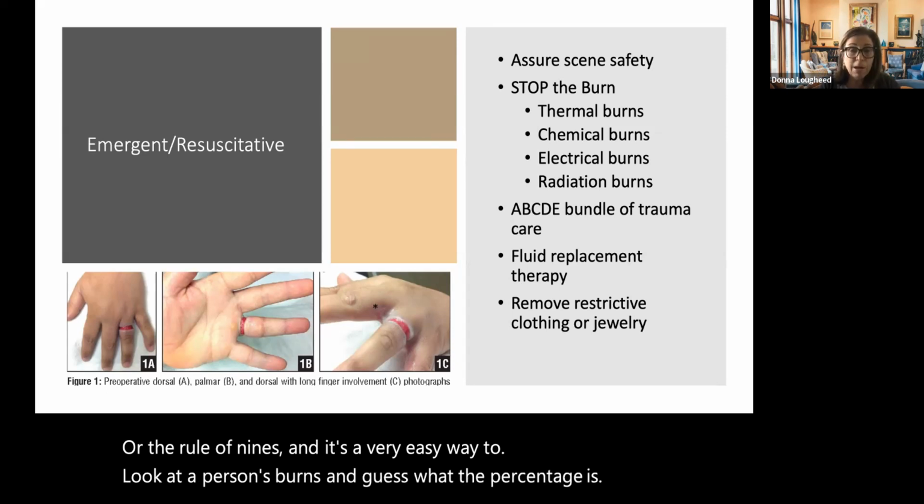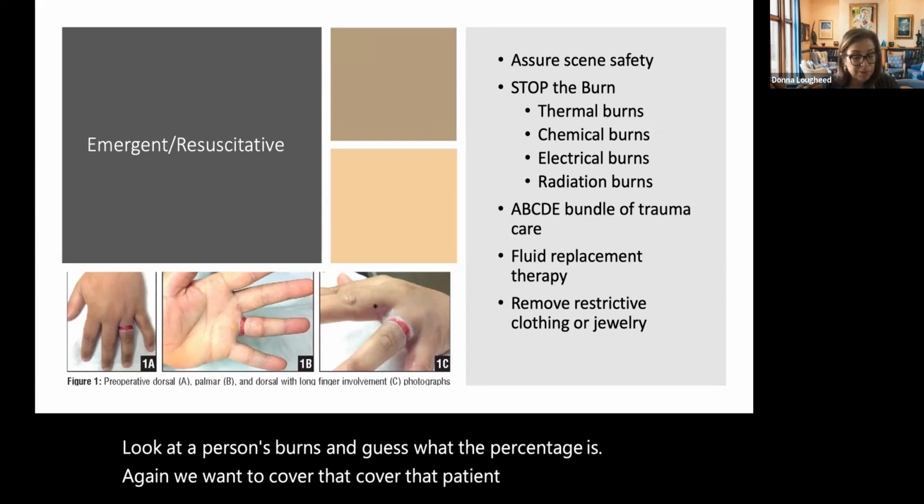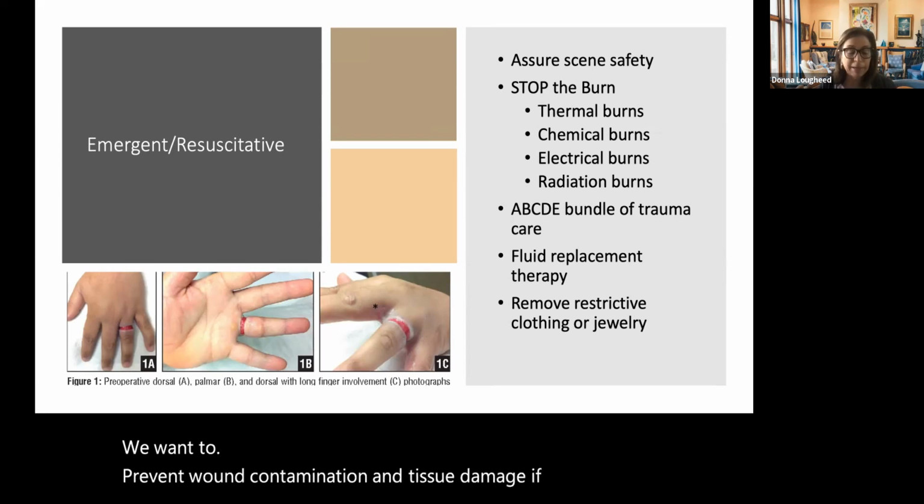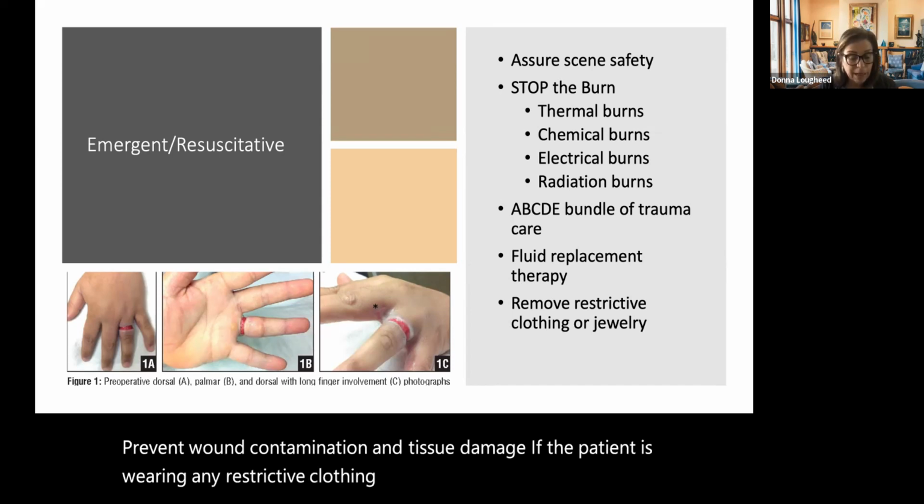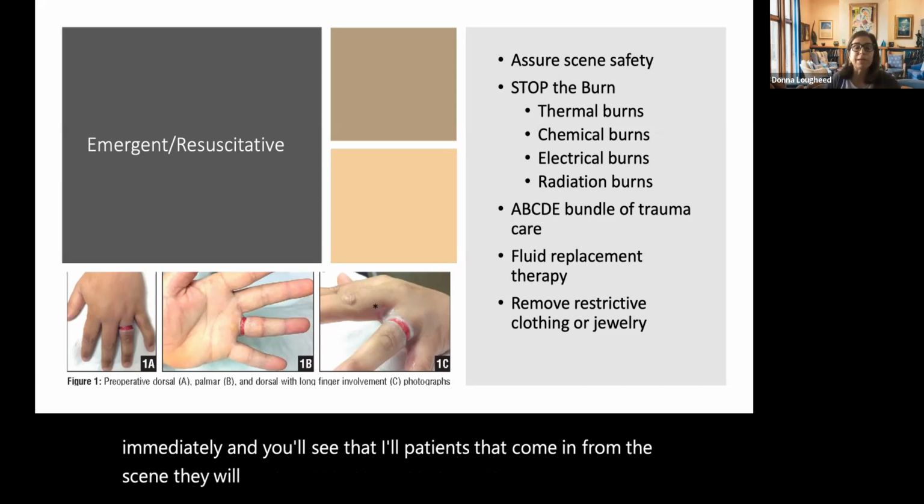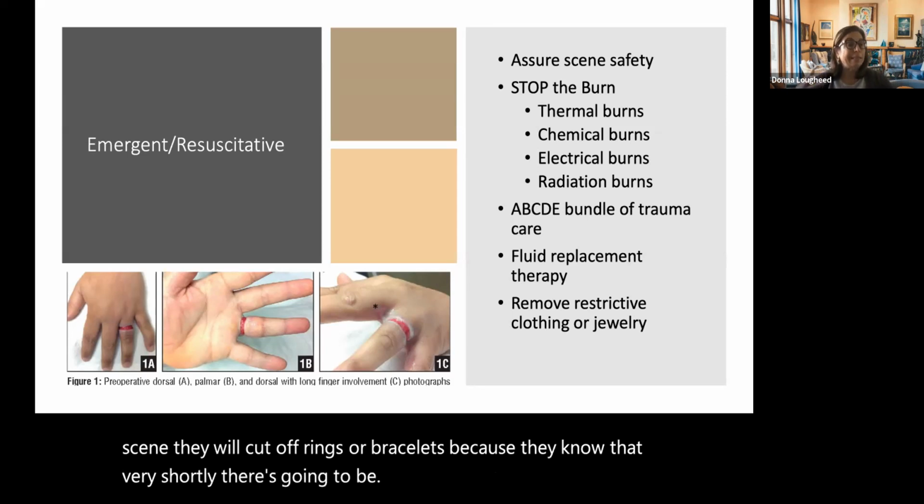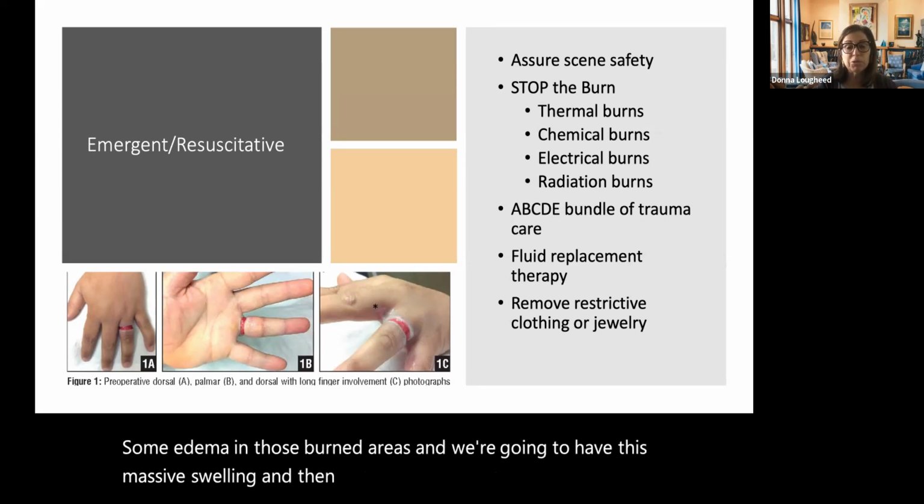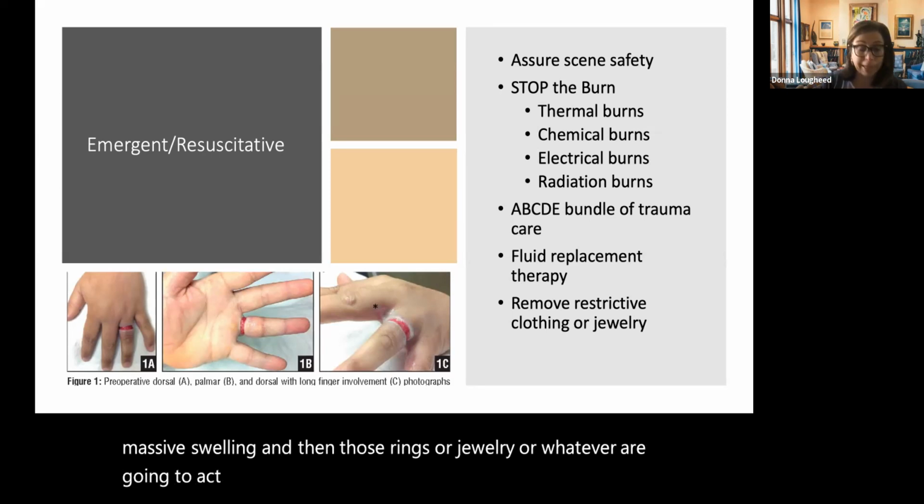Again, we want to cover that patient to maintain their body temperature. We want to prevent wound contamination and tissue damage. If the patient is wearing any restrictive clothing or jewelry, you should remove it immediately. And you'll see that patients that come in from the scene, they will cut off rings or bracelets because they know that very shortly there's going to be some edema in those burned areas, and we're going to have this massive swelling, and then those rings or jewelry or whatever are going to act as a tourniquet.